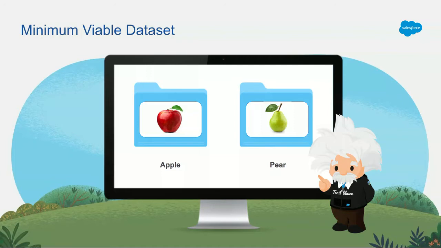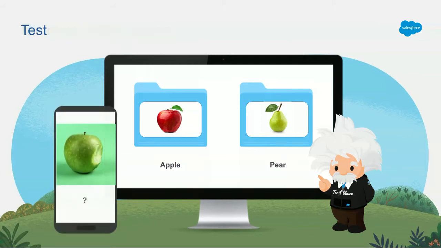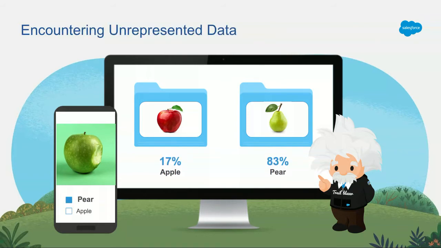So for apples and pears, in the beginning I only have examples of red apples and green pears. So the first time my model encounters a green apple, it's actually not going to know that it's a green apple, right? Because all the model has seen is red is apple, green is pear, right? I didn't have that much data. So it's going to think that it's a pear.